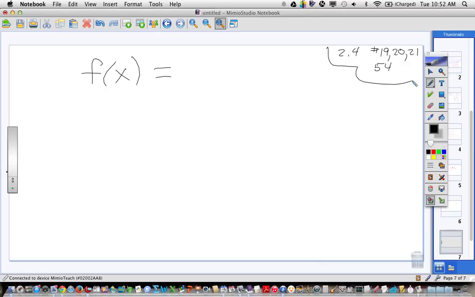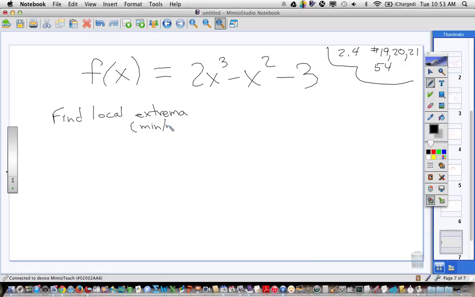So using an equation, use our power rule. So let's say we had f of x equals 2x cubed minus x squared minus 3, and we wanted to find local extrema. Now, what's local extrema mean? Min slash max, right? Now, you look at stationary points, right, but that's not the same, right? Local extrema is a min or max, not a flat spot. So local min or max, right?